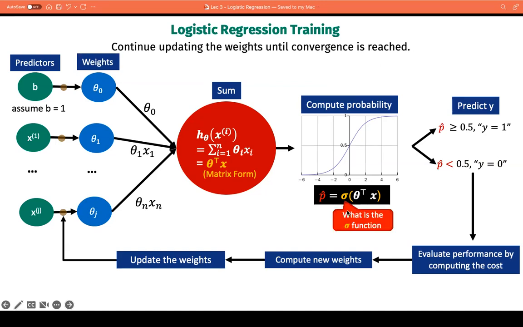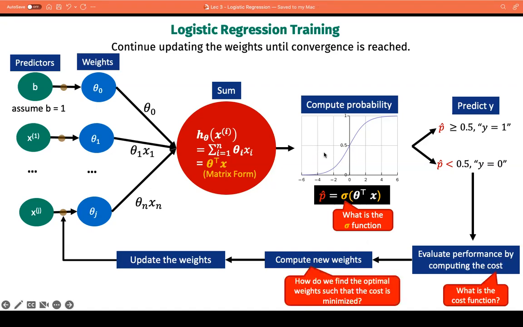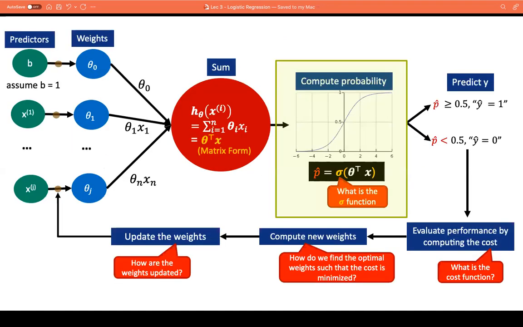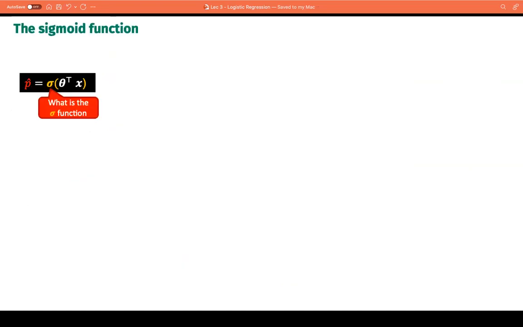And now the question is, what is the sigmoid function? At this point, it is still unknown. And then what is the cost function for logistic regression? And how can we find the optimal weights such that the cost is minimized? And how are the weights updated? So we will answer the questions one by one. So let us start by answering what the sigmoid function is.